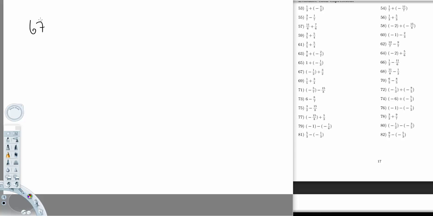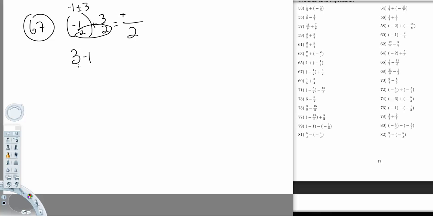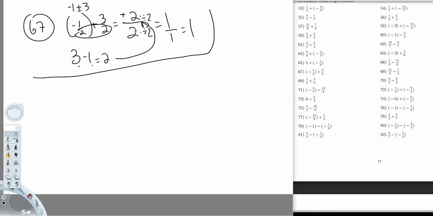67 now. 67: minus 1 over 2 plus 3 over 2 equals. Now the good news is we have a common denominator. So that's awesome. That equals 2. So it is minus 1 plus 3. So we have an addition sign. The sign of the biggest we'll put here. And then we just subtract them. 3 minus 1 equals 2. Put that here, 2. But look, we have 2 divided by 2 equals 1, right? Because if you divide this by 2 and you divide this by 2, you get 1 over 1, which equals 1. That looks good. All right.